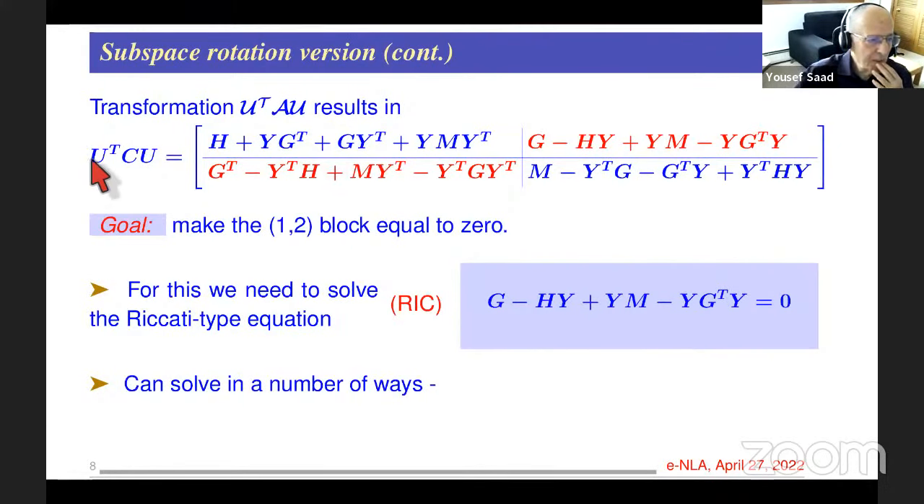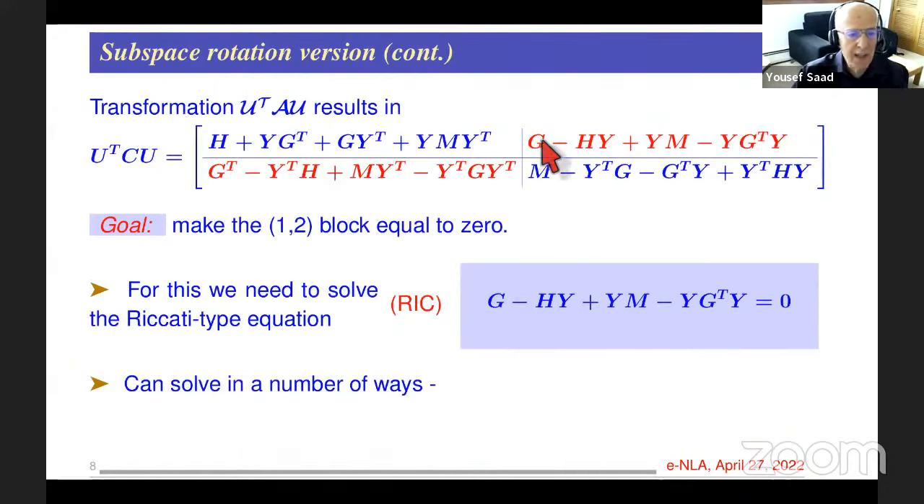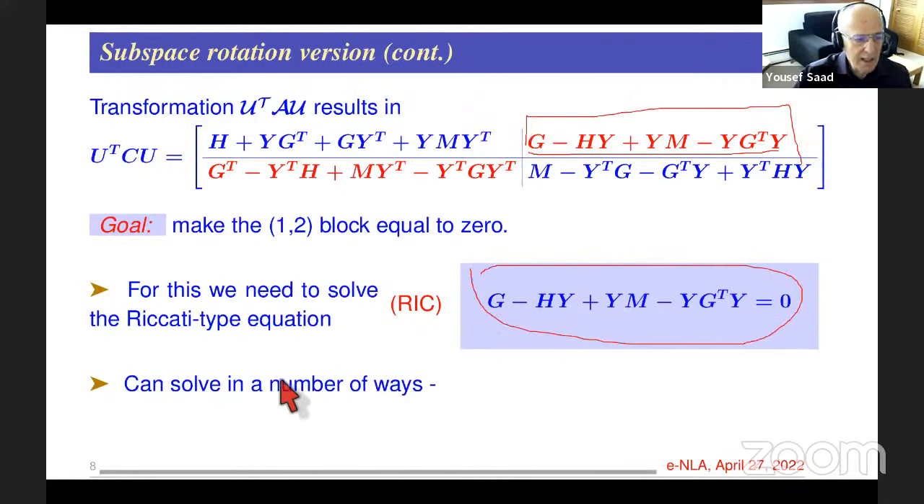If you look at the matrix U transpose CU, this is the equivalent of what I showed earlier. If you remember this part in here, this is looking at the 2 by 2 blocks. So if you look at what happens to that, you get this matrix in here, and I need this to be 0. So I need to solve this equation. This is a Riccati equation. So you might say, why do we have to do something that's so expensive? We could just solve this using the block version, but there are some advantages in doing it this way. So I need to solve this.